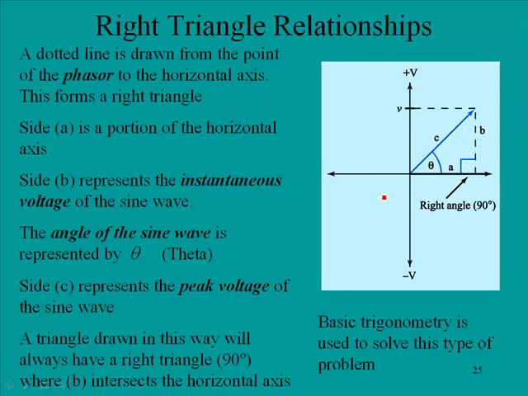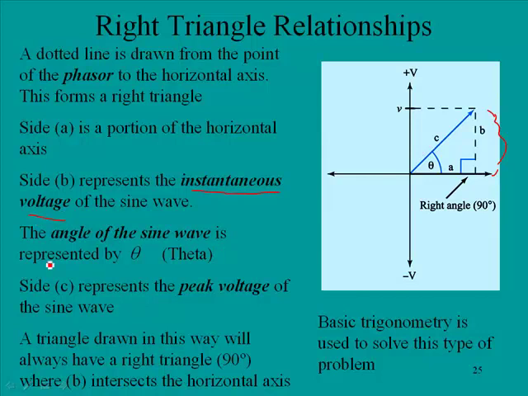Okay, right triangle relationships. A dotted line is drawn from the point of the phasor to the horizontal axis. This forms a right triangle. So from right here, the point of the phasor down to the horizontal axis, we have a right triangle formed by that relationship right there. Side A is a portion of the horizontal axis. So side A here is a part of the horizontal axis. Side B represents the instantaneous voltage of the sine wave. So that would be this right over here. This would represent the instantaneous voltage at a given angle.